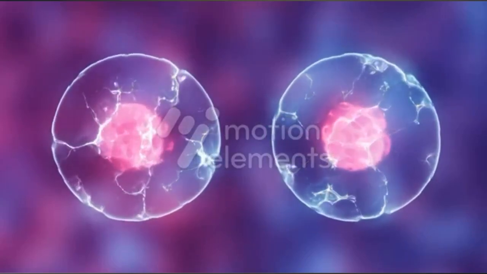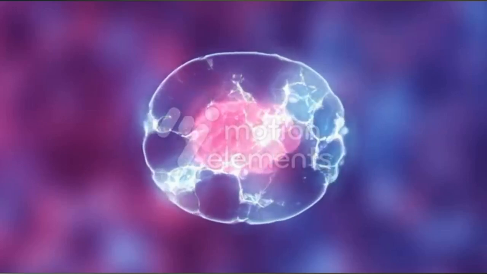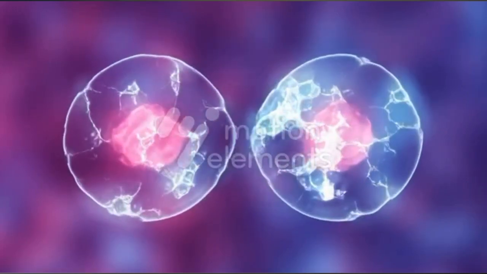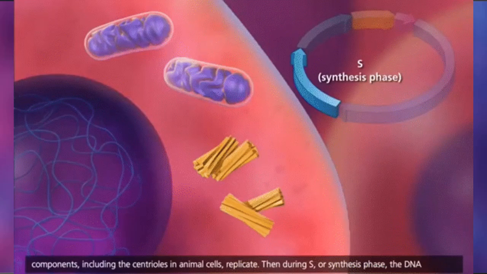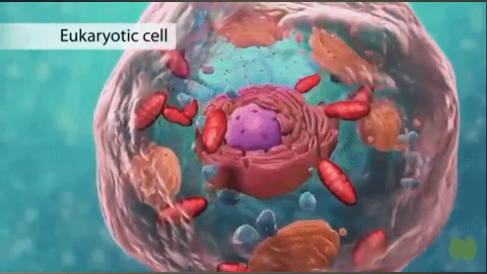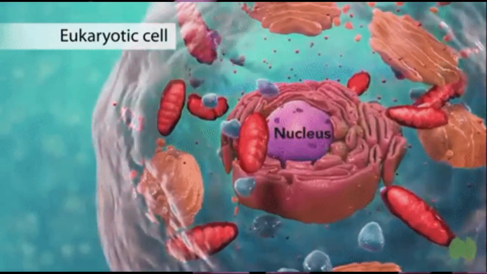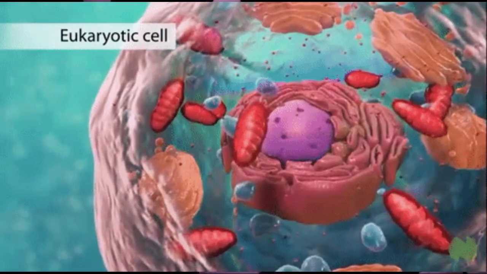DNA is the blueprint of life, carrying the instructions needed for growth and development. Before a cell divides, it must make an exact copy of its DNA. This process is called DNA replication, and in eukaryotes, it happens inside the nucleus during the S phase of the cell cycle. The DNA molecule is a double helix made up of two complementary strands.